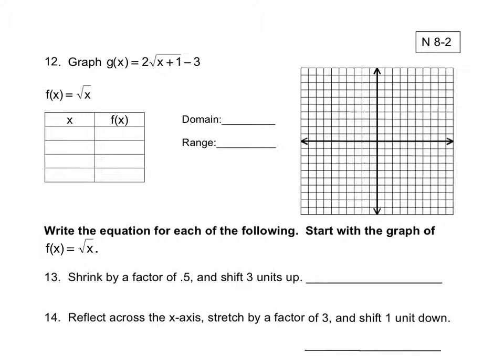All right, write your transformations down and then we will graph. So we have a 2 in front. So remember, if a is greater than 1, it's a stretch. So stretch by 2. Under your square root is x plus 1, which means it's going to the left 1. And then the minus 3 on the outside, it's going down 3. So again, shift your 0, 0 point, left 1, down 3.